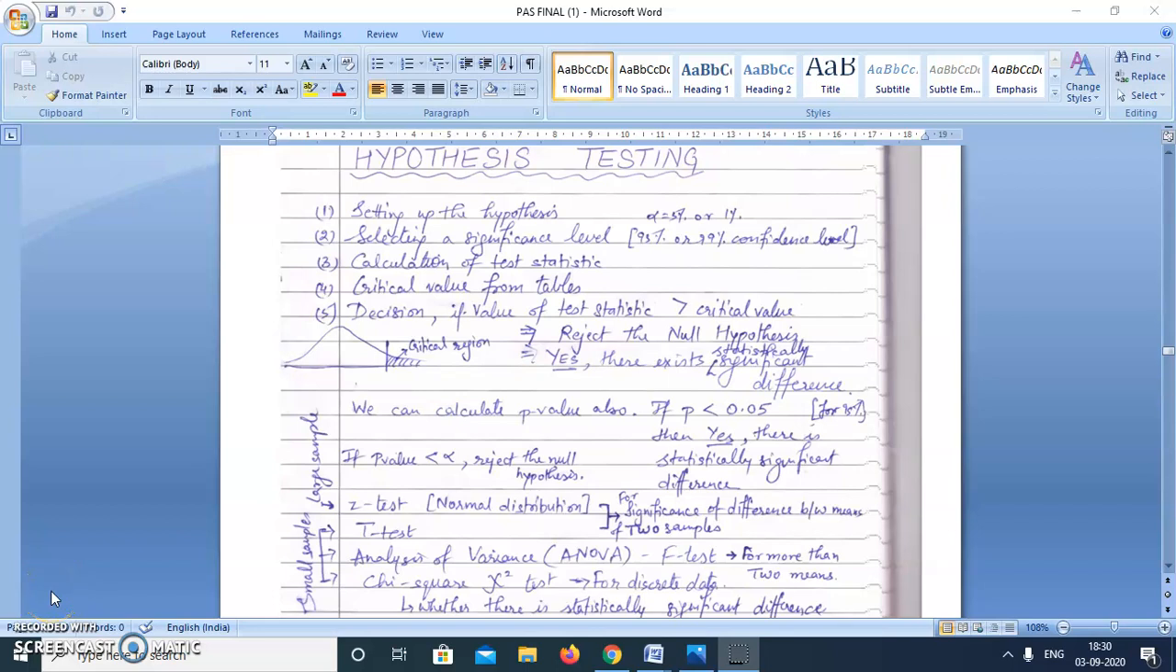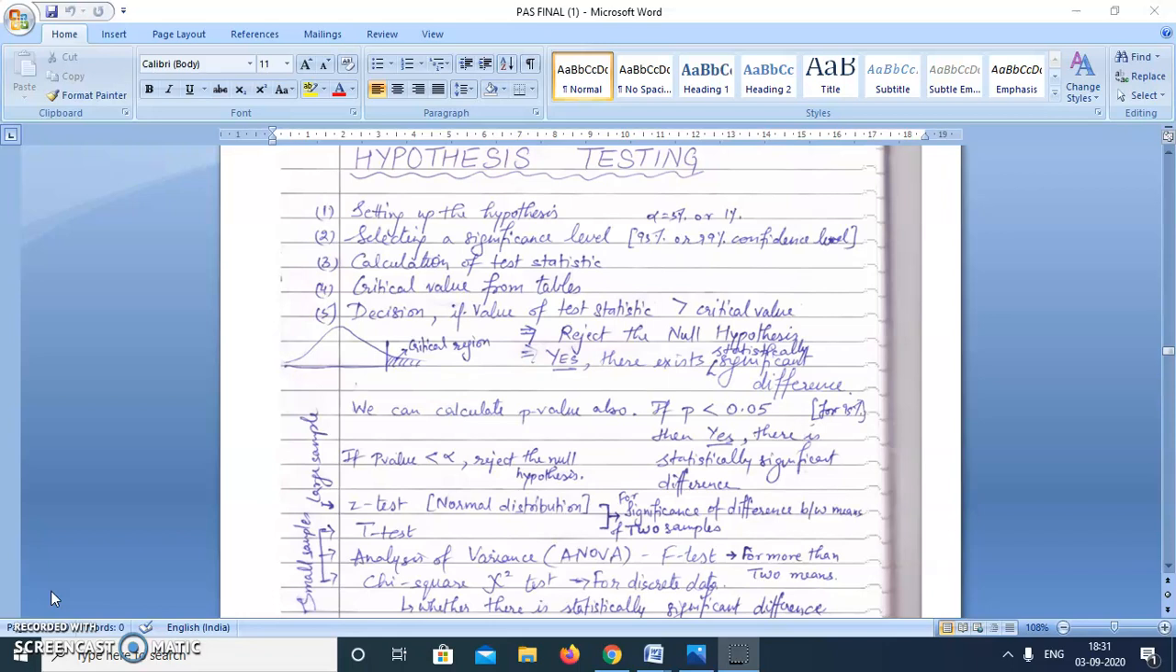Good morning to all. So today we'll start a new topic, that is hypothesis testing. Under inferential statistics, there are two main topics. One was estimation, which we have already covered in chapter number 7, in which we have studied how to estimate population mean from the given sample mean and sample standard deviation.